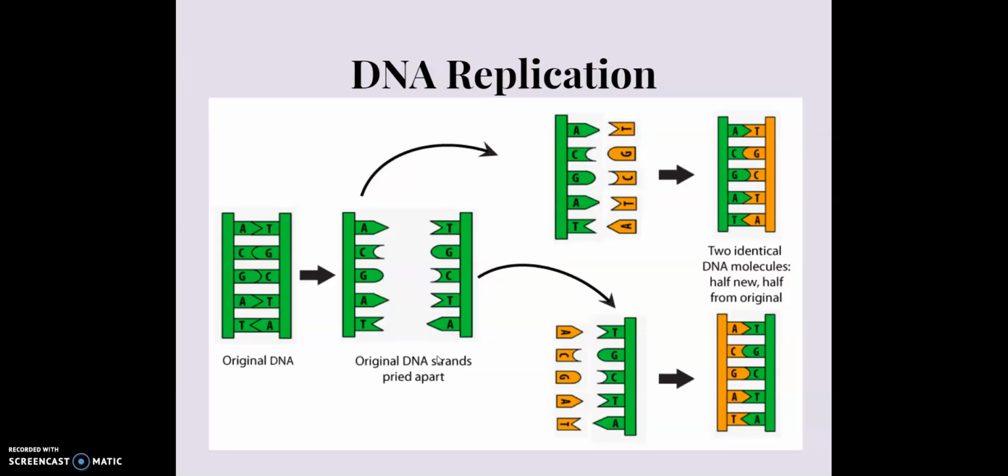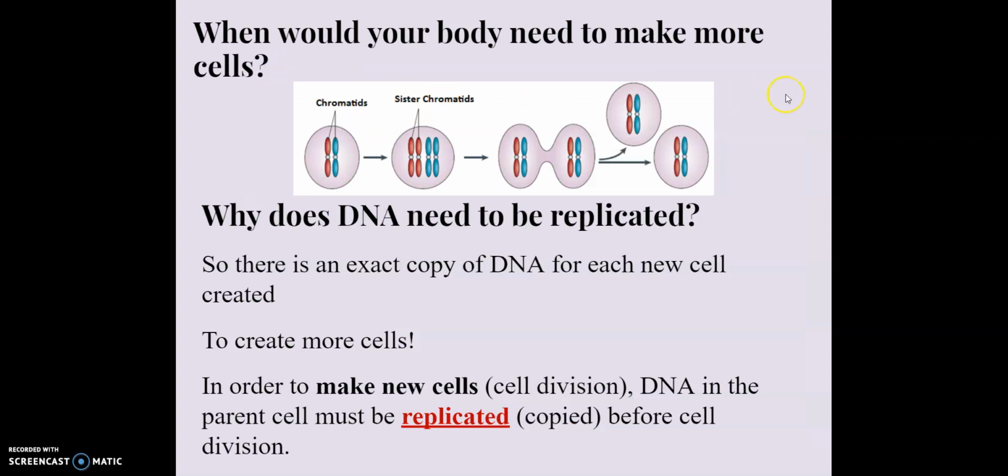So now that we know the structure of DNA, what it looks like, how they pair, now we're going to look at how DNA replicates. So, well, why would we need to replicate? When would your body need to make more cells or DNA? DNA needs to be replicated so that there is an exact copy of DNA for each new cell that's created. So when we make new cells, whether it's repairing things in our body or we're growing, we need to have an exact copy within those cells. And so we have to copy that DNA in order to put new DNA in those cells.